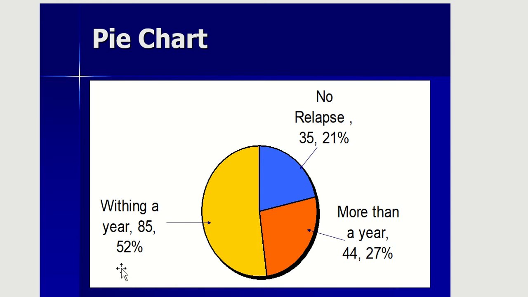Two things about this graph. First, it's lacking the title, so we have no idea what we're looking at. Relapse about what? Who are these patients? What year was it?